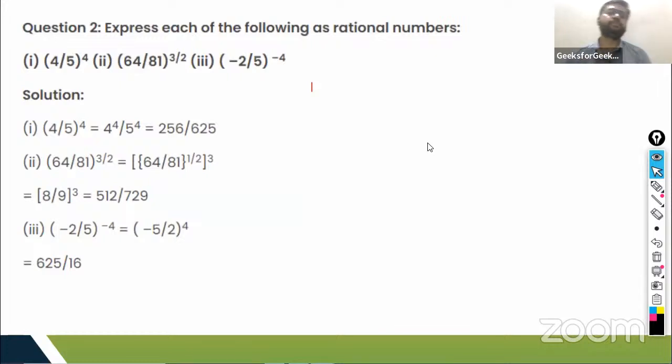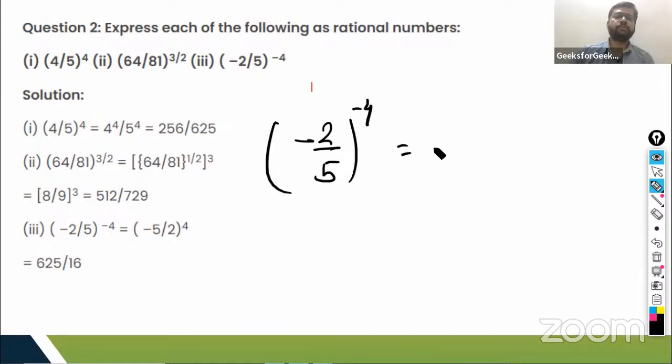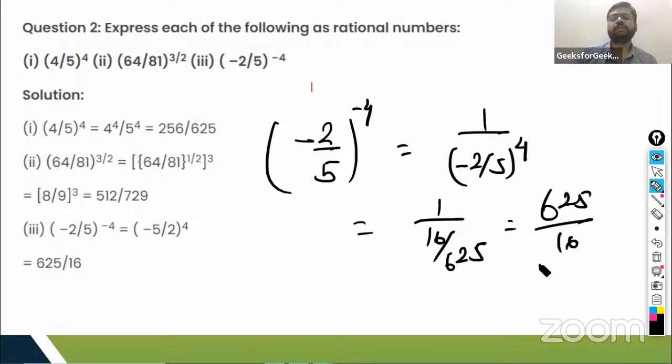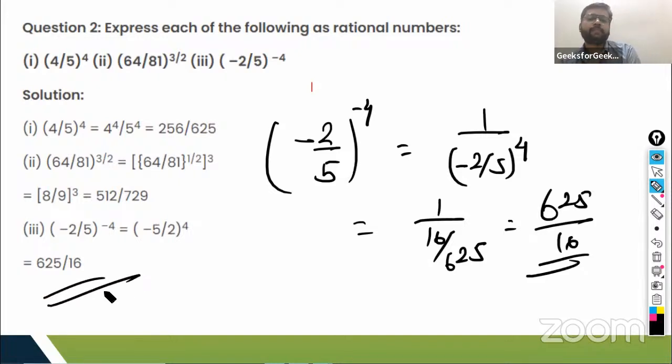The third one is minus 2 to the power minus 2 by 5 to the power minus 4, or we can rewrite as 1 upon minus 2 by 5 to the power 4. So 1 upon that will be 2 to the 4 that is 16, and then 5 5 25 125 625. So the final answer will be 625 by 16. Same answer. सबके same answer आए हैं ये वाले? All have the same answer.